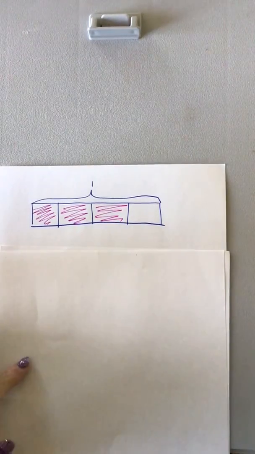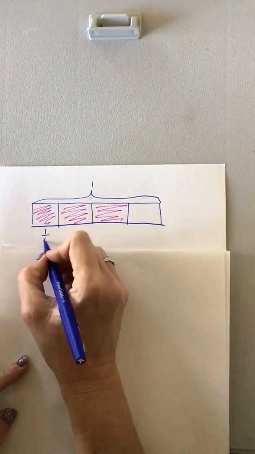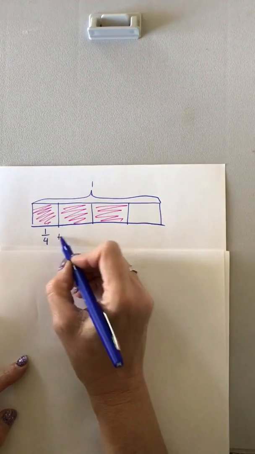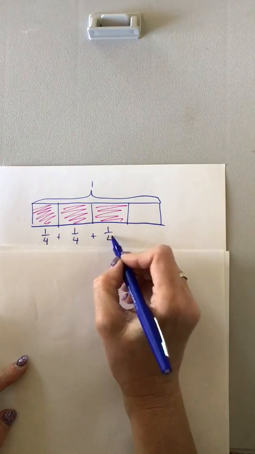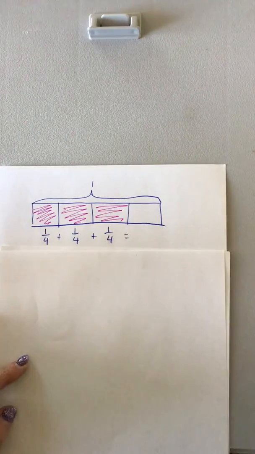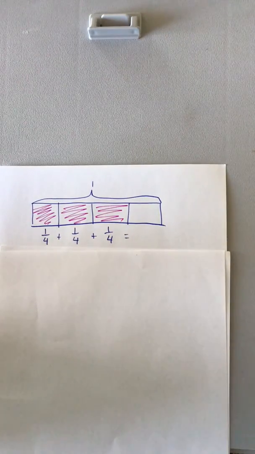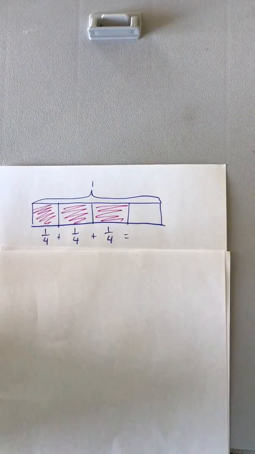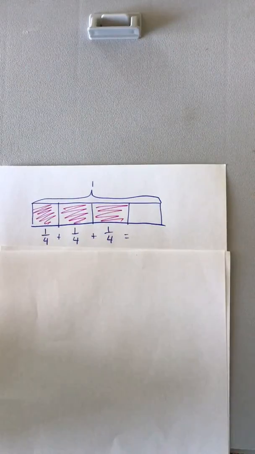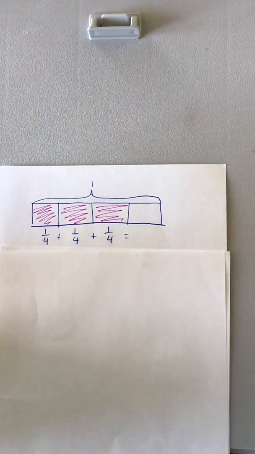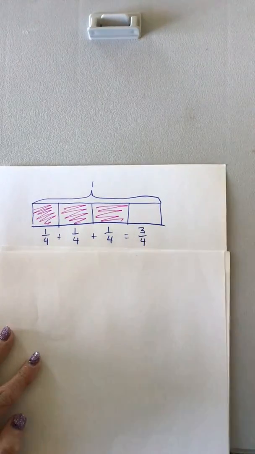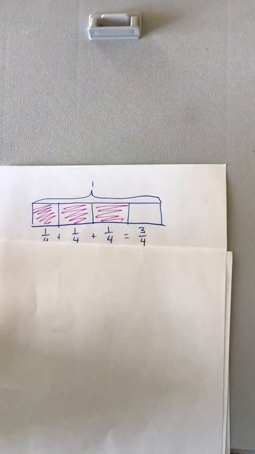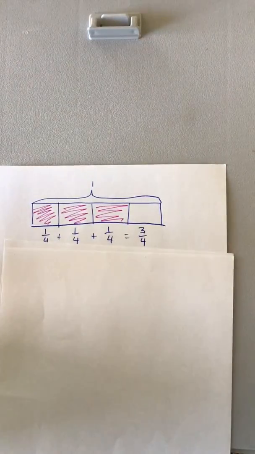So I have a 4th, and we're going to add another, and then we're going to add another. What's that equal? 1 plus 1 plus 1. So what fraction of the whole is shaded? Easy peasy. 3/4. Now, this is what we were doing in lesson 1 and 2.